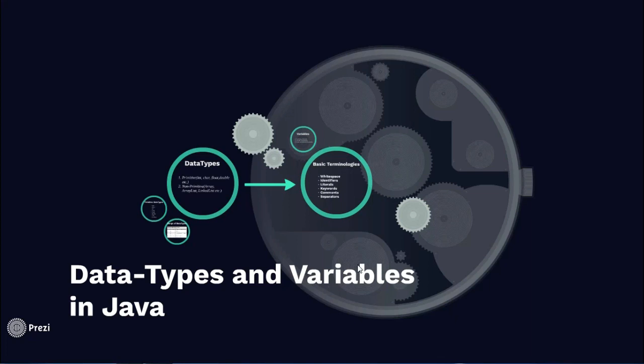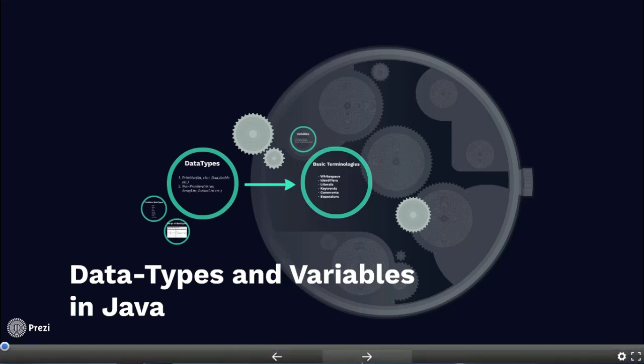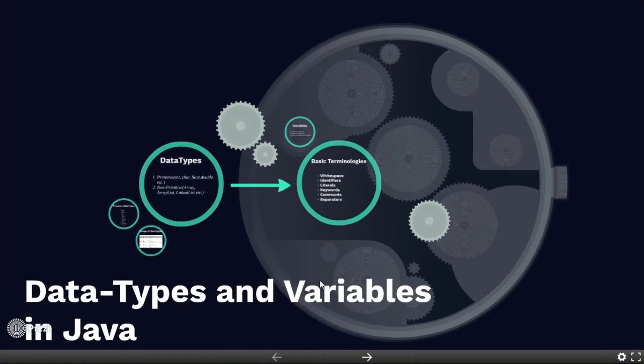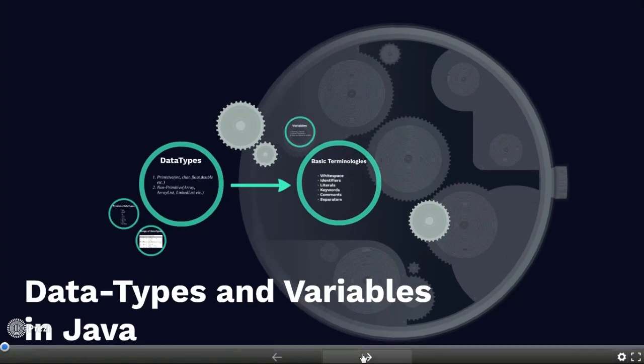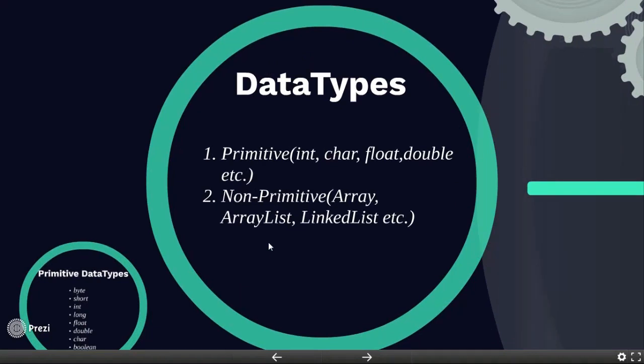Now, what actually is a data type? So data types are a particular kind of data with which we want to perform any operation or we want to store that data. In Java, there are two types of data types. First is the primitive one and second is the non-primitive.